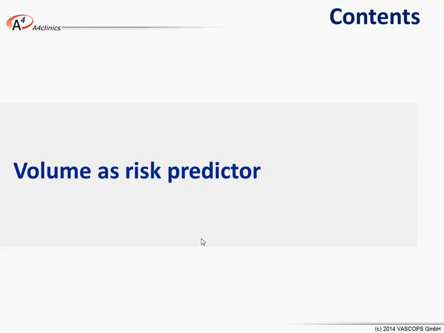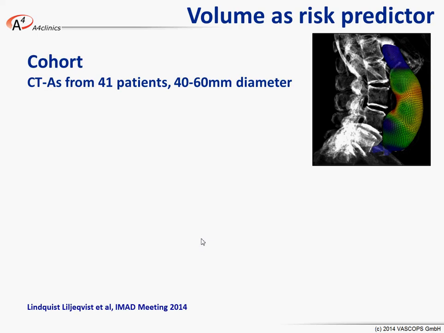Now, volume is such a three-dimensional measure of growth, and now we're going to discuss this measure as a risk predictor. To that end, we're going to look to the recent study by Lindqvist-Liljeqvist, presented at the IMAT meeting in 2014, where the authors based their data on 41 patients having a relatively narrow baseline diameter from 40 to 60 millimeter, because this is the clinically most interesting diameter range.